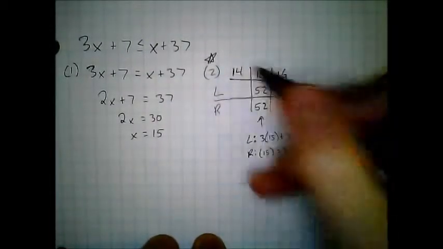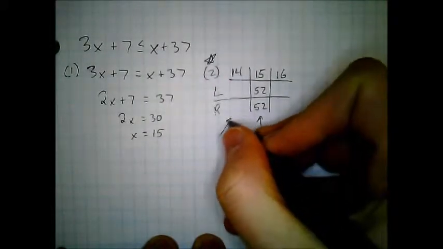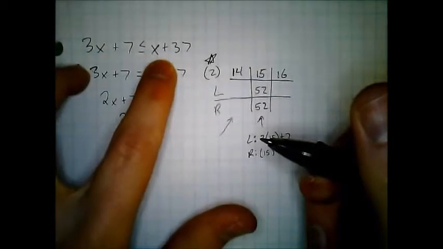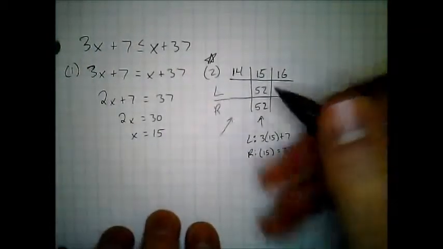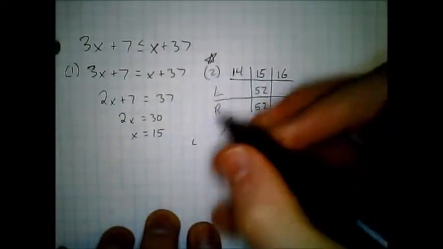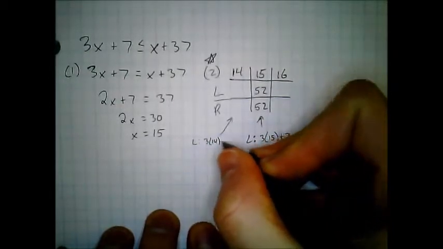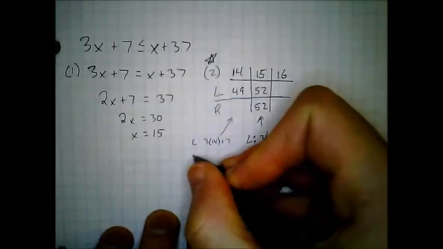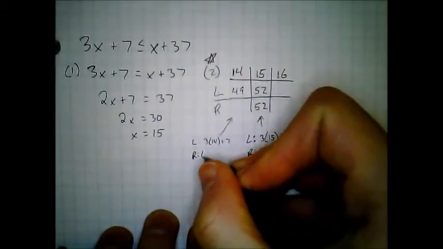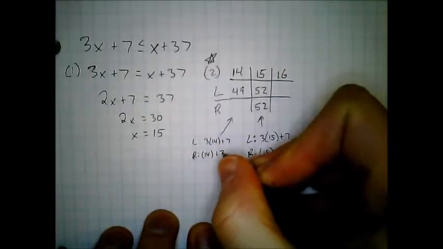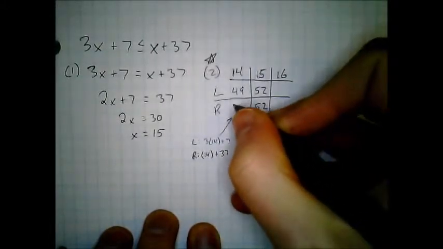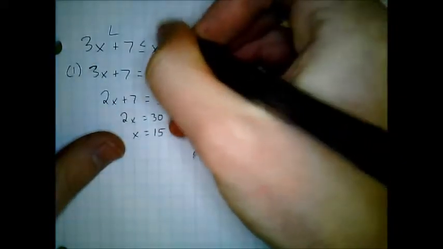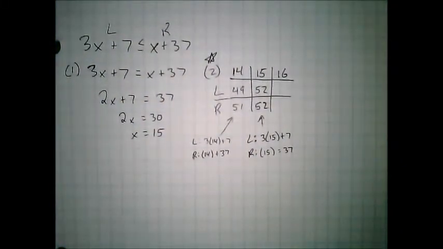But since we understood our steps before, this really isn't that complicated. So what about when x equals 14? What's our left and right expression? How much money did the left person have after 14 days, and how much money did the right person have? For our left expression, we do 3 times 14 plus 7. This equals 49. For our right expression, we do 14 plus 37, and this equals 51. Again, L and R are just our left expression and our right expression.